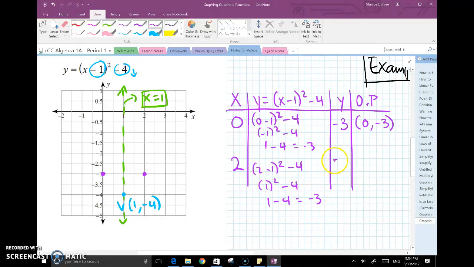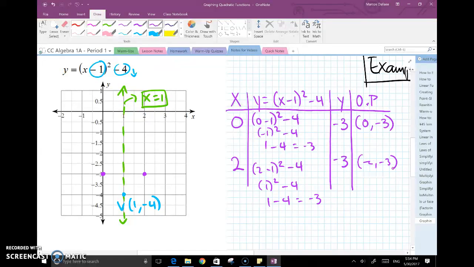So what I get is exactly the same thing that I had. Okay, so this is proof that my inference about this second point was correct, because the math proves it, right? My point is already there. That's your 2, -3.